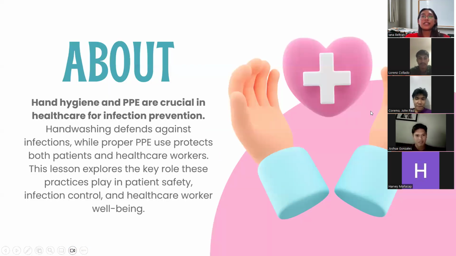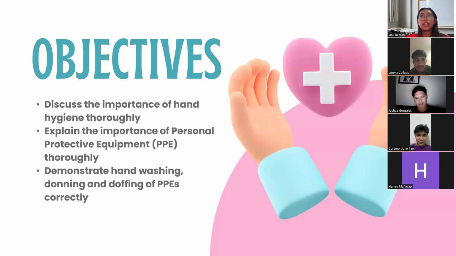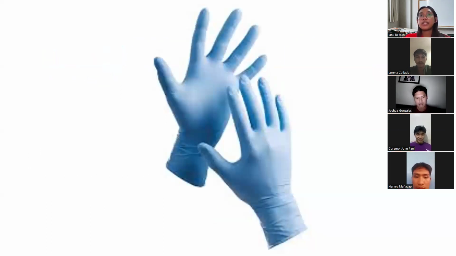So moving on. Hand hygiene and PPE are crucial in healthcare for infection prevention. Hand washing defends against infection, while PPE protects both the patient and us healthcare workers. This lesson explores the key role these practices play in patient safety, infection control, and healthcare worker well-being. The objectives for our class, we have three. Number one, to discuss the importance of hand hygiene thoroughly. Number two, to explain the importance of PPE thoroughly. And then the demonstration of hand washing, donning, and doffing of our PPEs correctly.